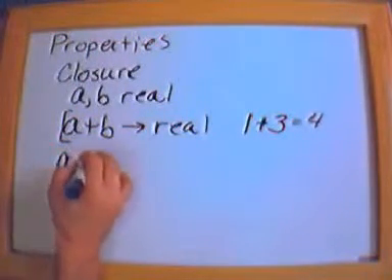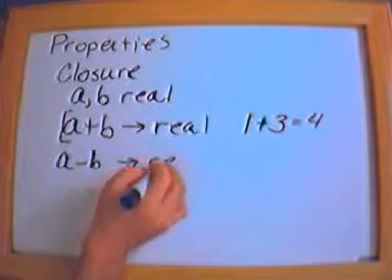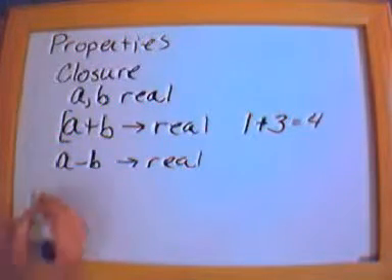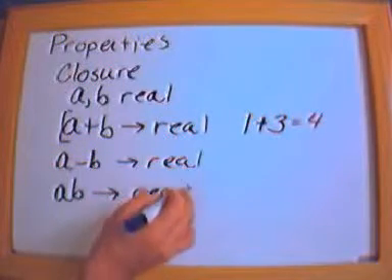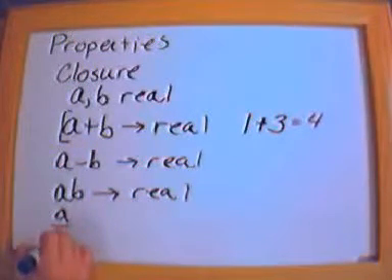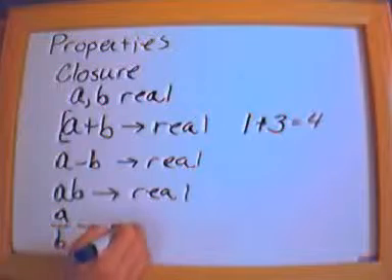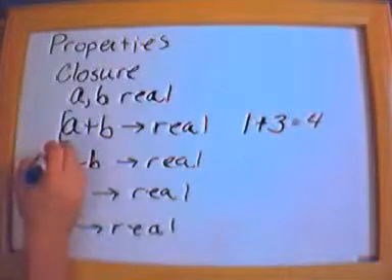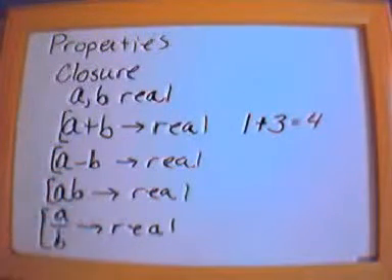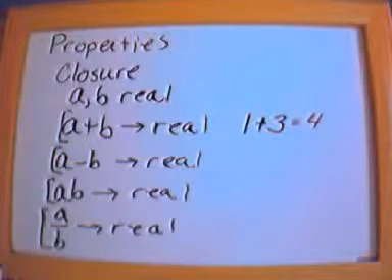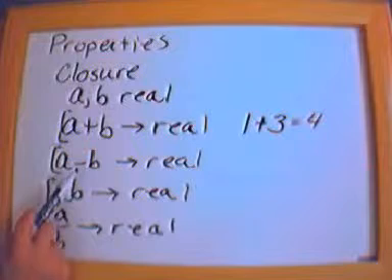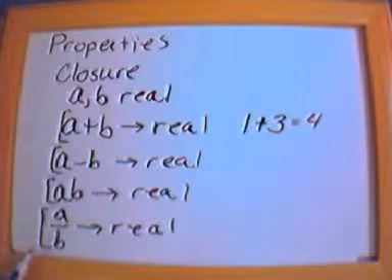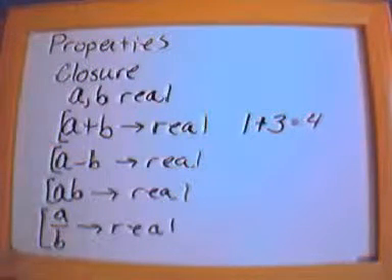Also, A minus B is real. A times B is real. And A divided by B is also, big surprise, real. Now let's think about this for a second. All this is telling us is I've got two numbers. I can add them, I can subtract them, I can multiply them, and I can divide them, and every time I do that I'm going to get another real number.